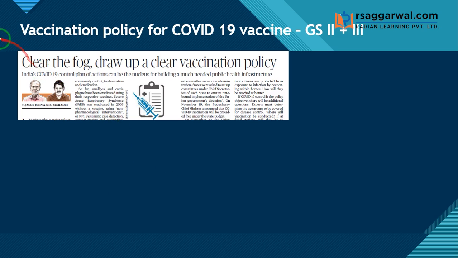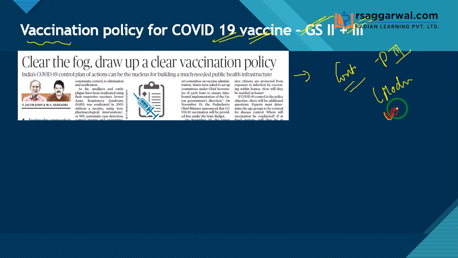Here we are talking about the vaccination policy for the COVID-19 vaccine. So this caters to GS paper 2 as well as GS paper 3. Now we know that several contenders for the vaccine are there. They have almost finished phase 3 of the trials. You have Moderna, you have Sputnik from Russia, you have Pfizer, you have Bharat Biotech. You have so many contenders in the race, and almost they are at the finishing line.